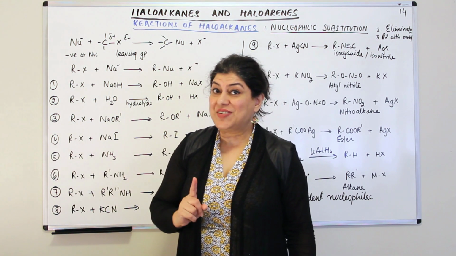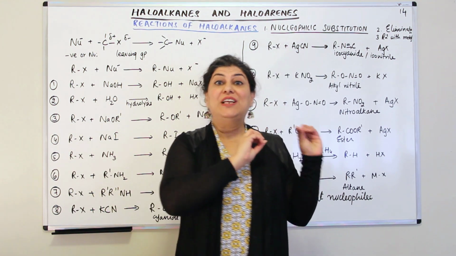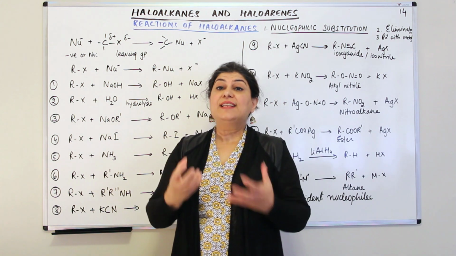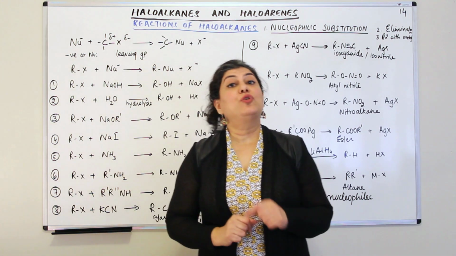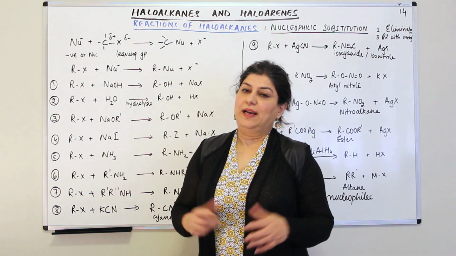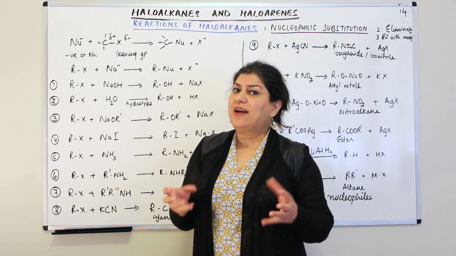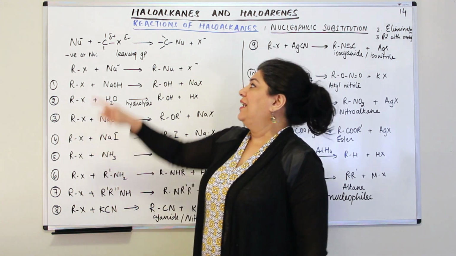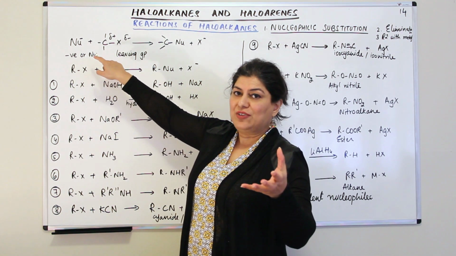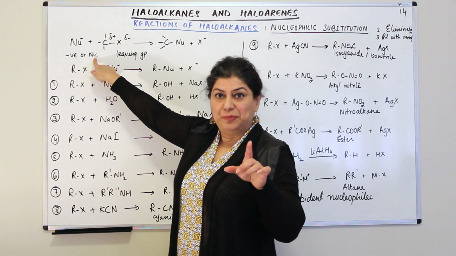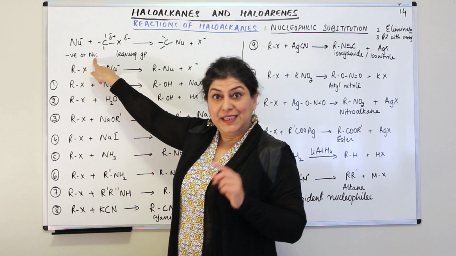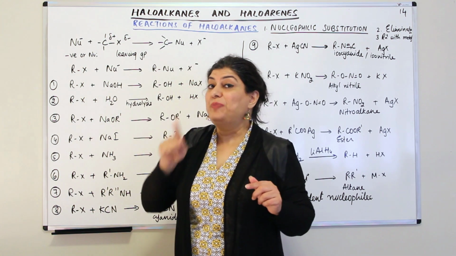It is not necessary that the species be negatively charged. If the species has electrons which can be given for reaction, such a species would also act as a nucleophile. And what is such a species? A species that has a lone pair of electrons on it. For example, ammonia. In ammonia, nitrogen has a lone pair of electrons.